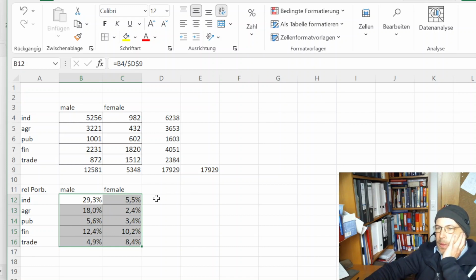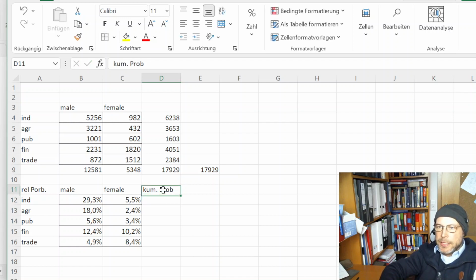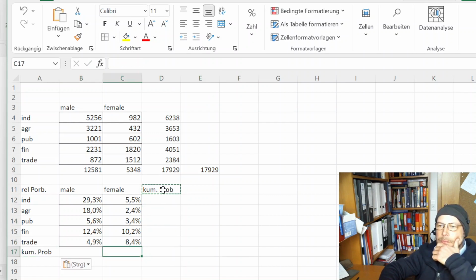And now we are calculating here the cumulated probabilities to get our contingency table. So now we just ask, what is the probability to work or to be educated in the industrial sector? This we have to put into this cell here. What do I have to calculate at this point?